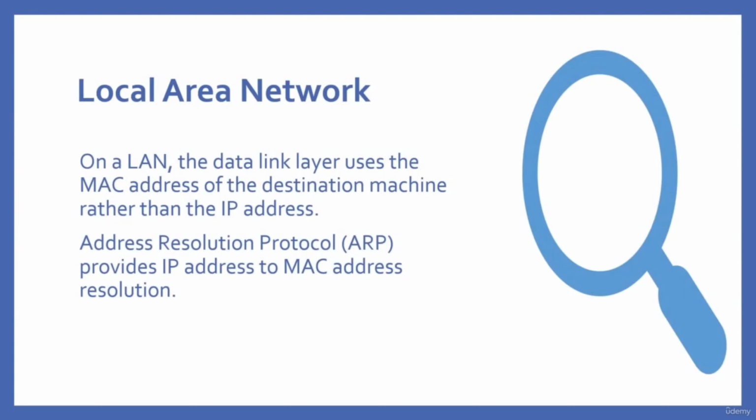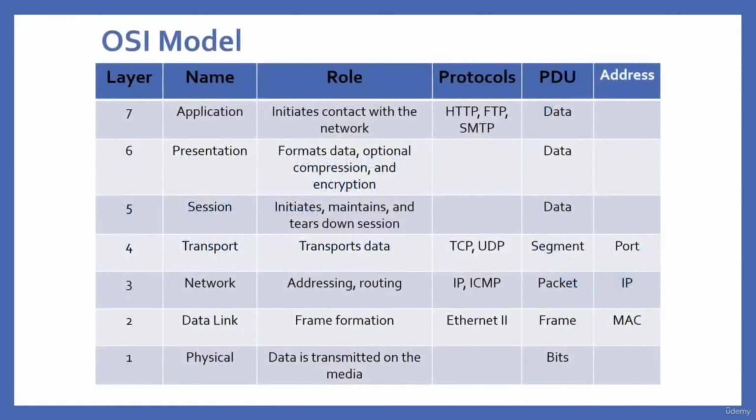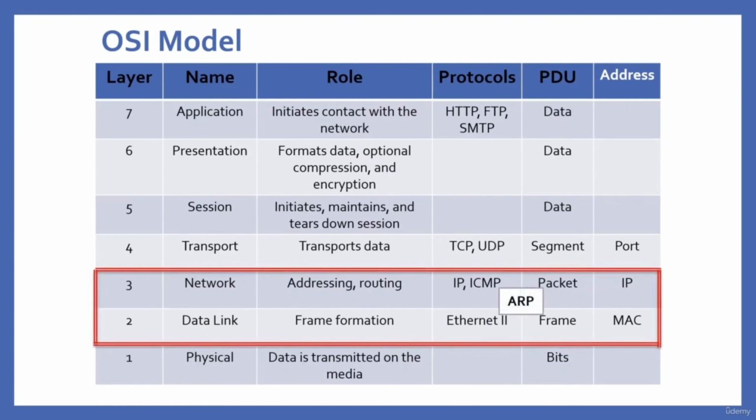On a local area network, the data link layer uses the MAC address of the destination machine rather than the IP address. Address Resolution Protocol resolves an IP address to a MAC address on a local area network. Let's take a look at where ARP resides in the OSI model. It resides in between layer 3 and layer 2.